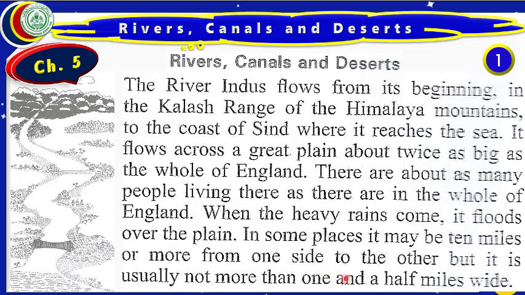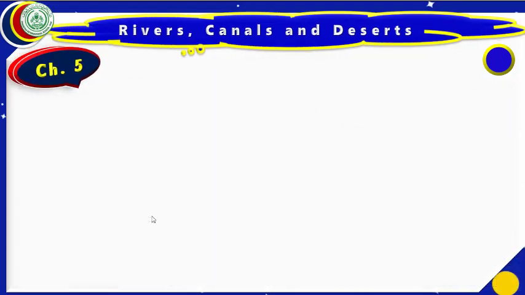Dear students, the width of this river is about 1.5 miles, but at some places it becomes 10 miles also when it enters the plain areas. People are living around it. Dear students, this was the first part of this lesson. I have divided it into parts to make it more visible for you to read it easily. Let us move to the second part of this lesson.